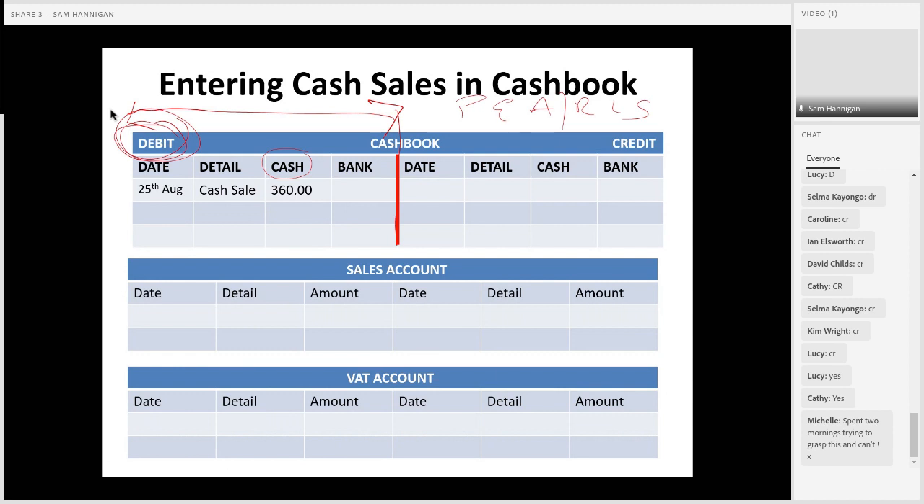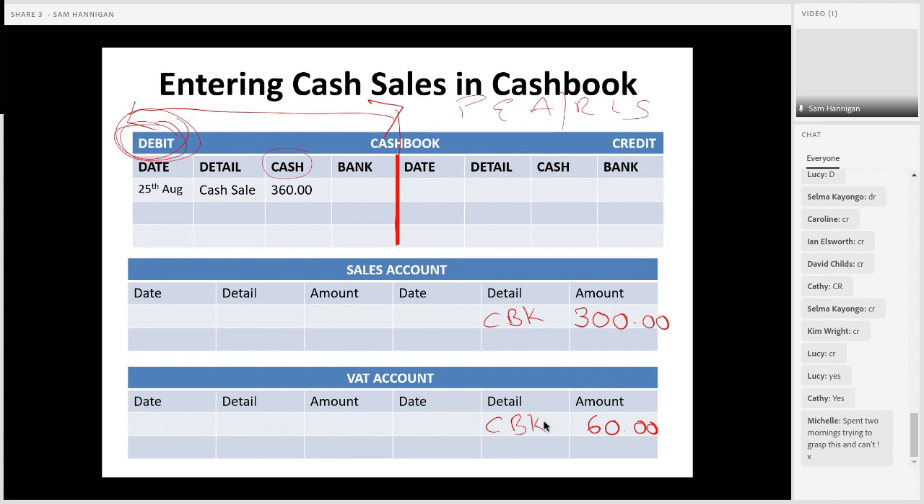To work out your VAT, it's 360 divided by 6. So we've got £60 VAT. That means that in the sales account, we're going to credit the account 300 and we're going to credit the VAT account 60. The detail will be cash book. I'm just doing it abbreviated because my writing's quite big.